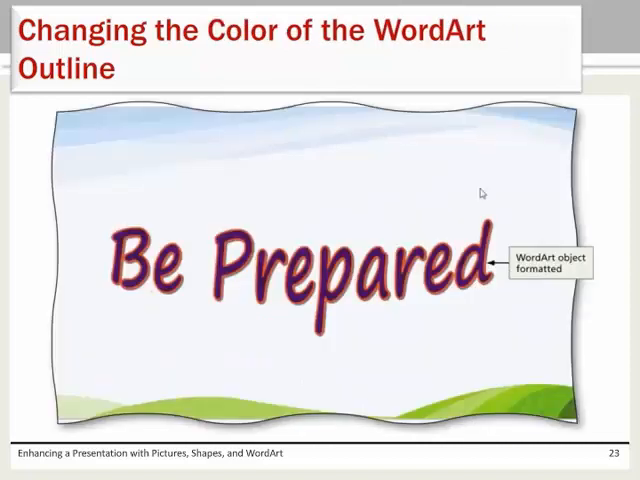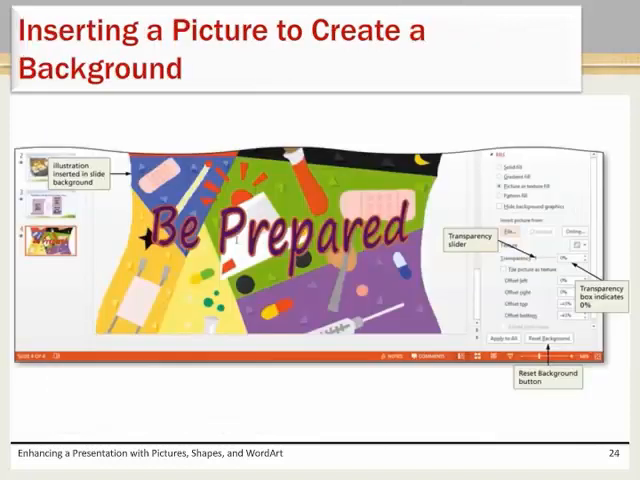After all the formatting done to word art, this is how slide 4 should look at this point. Now we're going to add a background behind the word art. Display the Design tab and then click Format Background button.